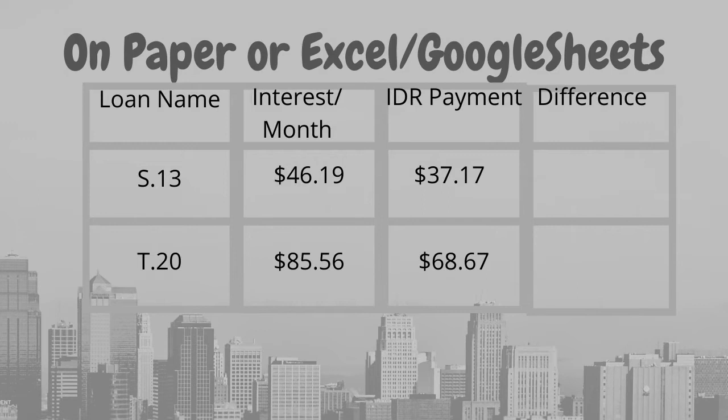Okay, so now all I do is for S13, I wrote in 4619 for S13 and then 8556 for Fed Loan T20, and this came from the NerdWallet site.